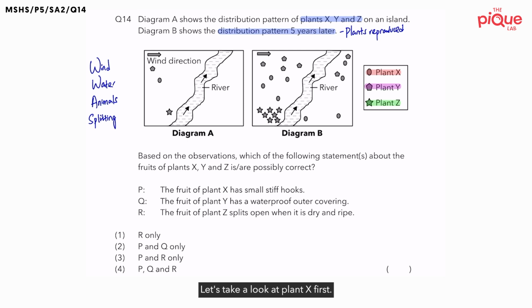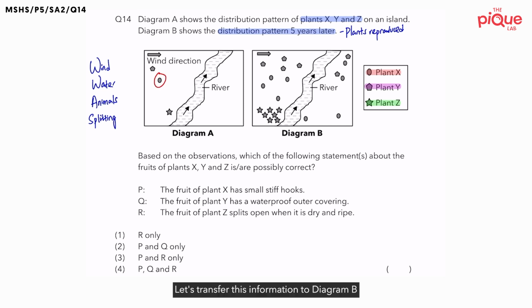Let's take a look at plant X first. In order to know its seed dispersal pattern, we must first find the parent plant, which always serves as the reference point. Can you remind me which shape represents plant X? It is the oval shape. Using diagram A, we know that the parent plant of X can be found here as circled.